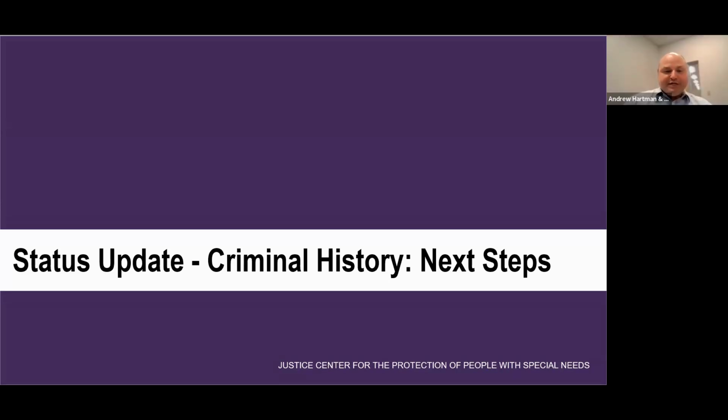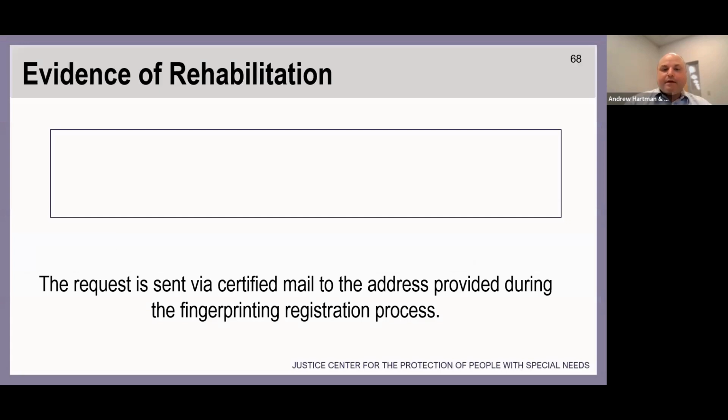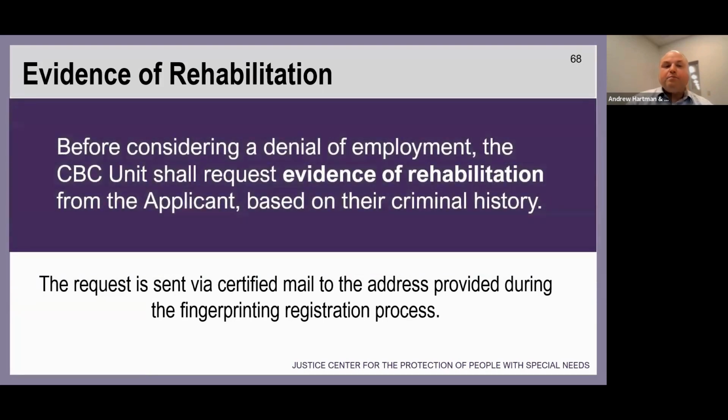Status update, criminal history, next steps. Evidence of rehabilitation, good timing for this one to show up. So the request is sent via certified mail to the address provided during the fingerprinting registration process. Before considering a denial of employment, the CBC unit shall request evidence of rehabilitation from the applicant based on their criminal history. This request is sent via certified mail to the address provided during the fingerprinting registration process.